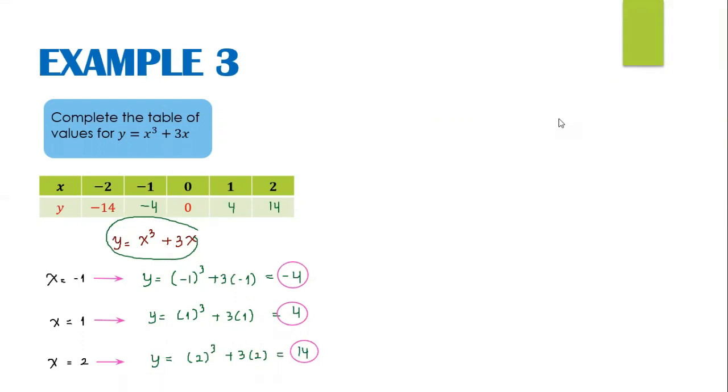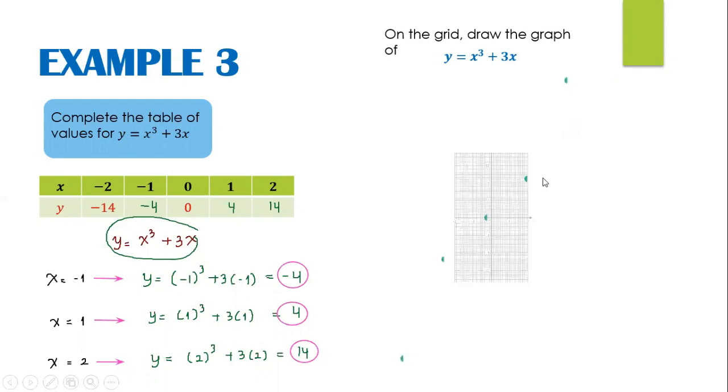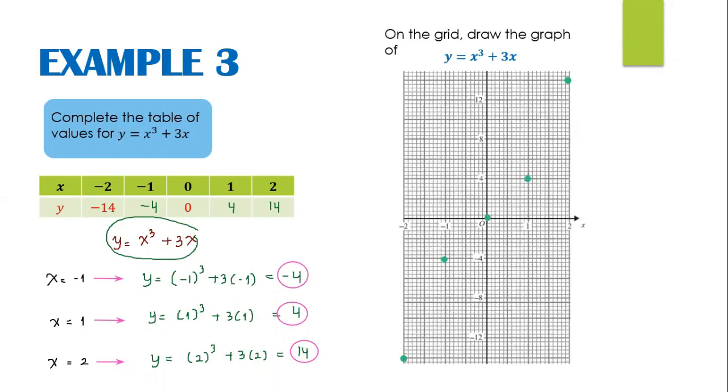So what's the next? Correct. We have to sketch the graph on the x, y coordinates or the grid. On the grid, draw the graph of y equals x cubed plus 3x. This is the grid, everyone. Okay, now we have to check the coordinates first. -2, -14 is 1, right?